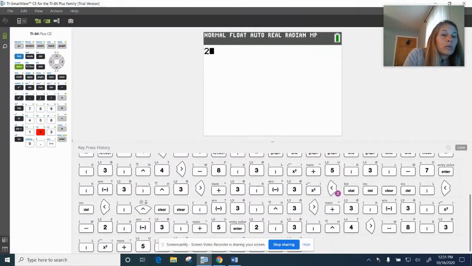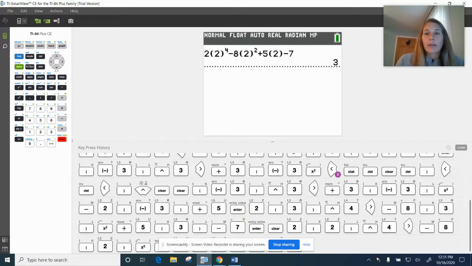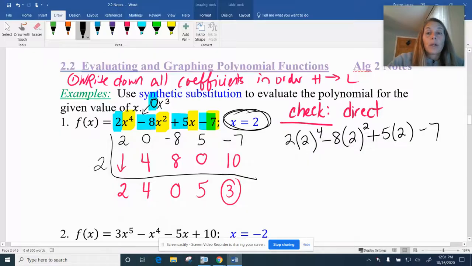So 2 times 2 to the 4th power, minus 8 times 2 squared, plus 5 times 2, minus 7. And notice I get the same answer of 3. With direct substitution, you can just use your calculator and get that answer.